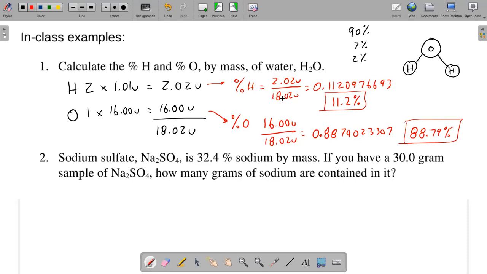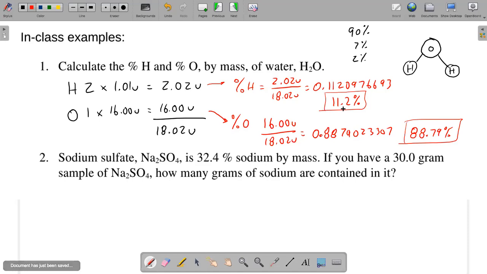Okay, so that's the simple way to calculate a percent composition. All you got to do is the same thing we've been doing, just figure out the formula mass, but then the percent that's each element is the mass of that element divided by the total. In a water molecule, 88.8% of it by mass is that one oxygen. And then the 2 hydrogen atoms together are only 11.2% of the total mass of the compound.